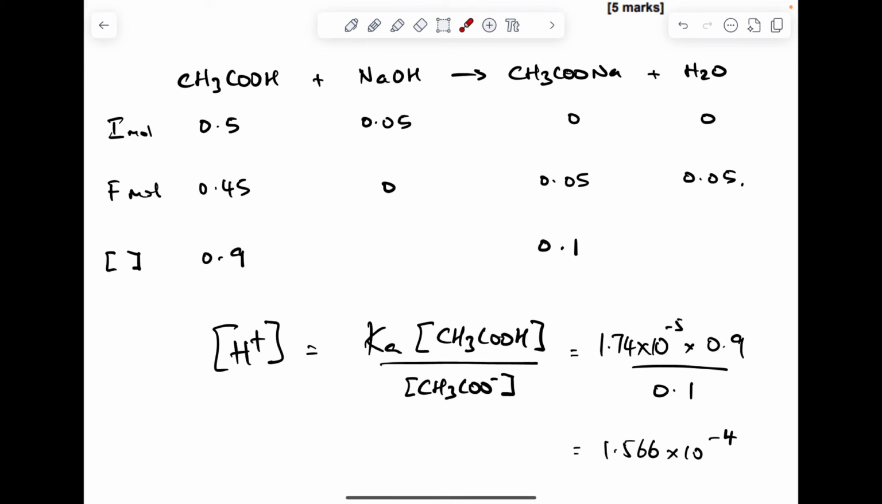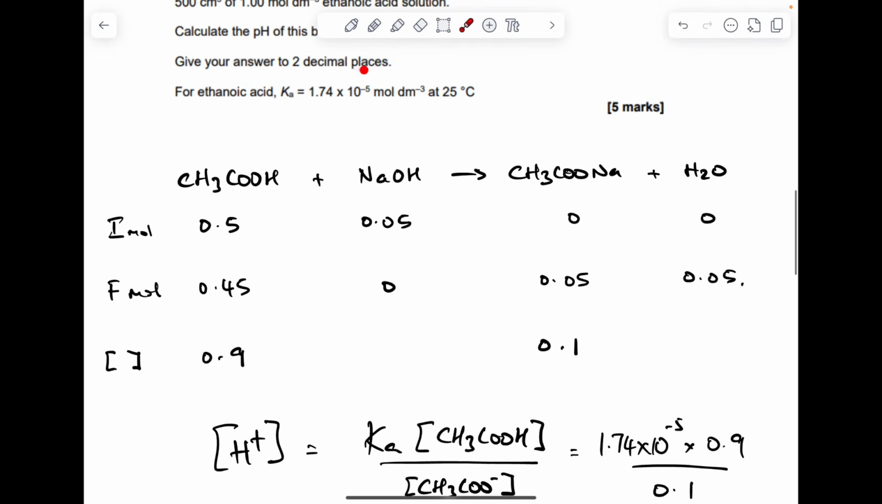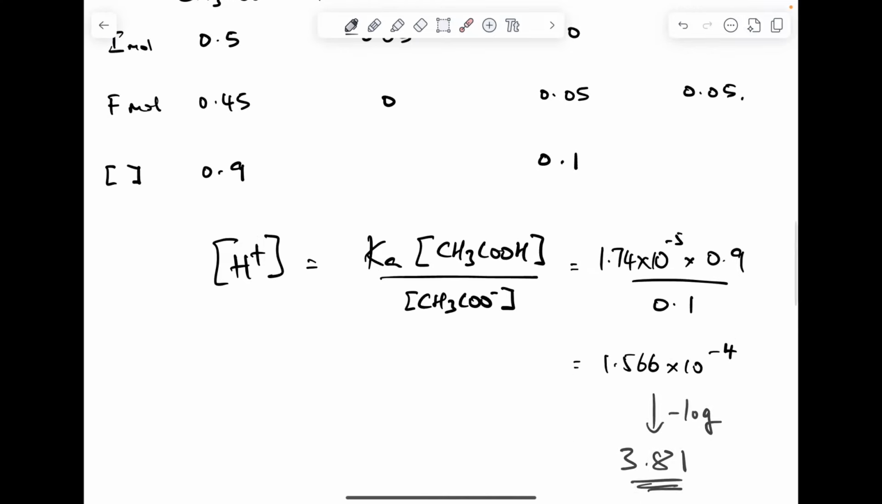So that's coming out at an H+ concentration of 1.566 times 10 to the minus 4. Obviously that's going to be in moles per decimeter cubed. And then all we need to do is minus log that, and that'll give us our pH. And we've got to give our answer to 2 decimal places. So the answer is 3.81.